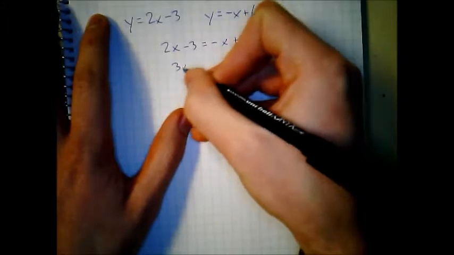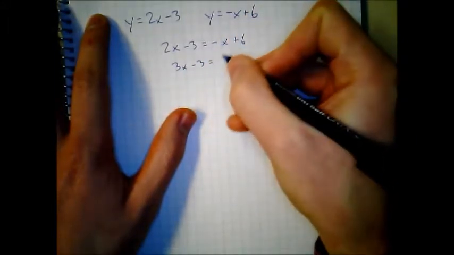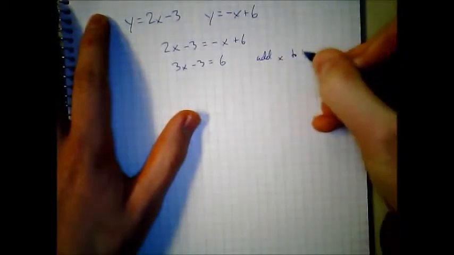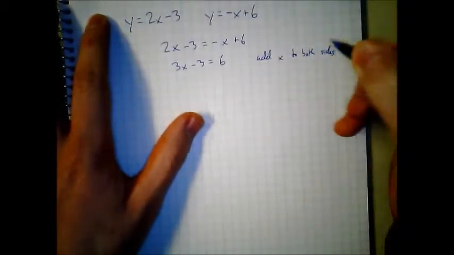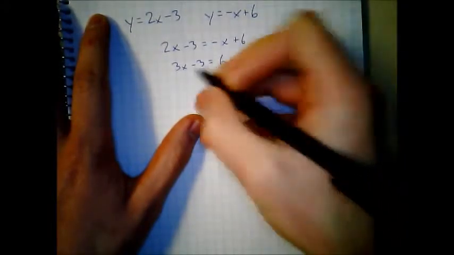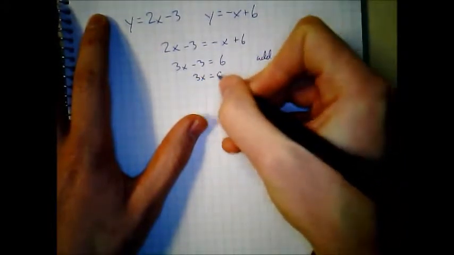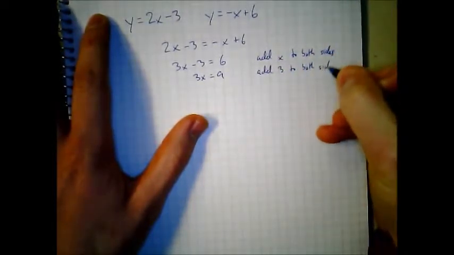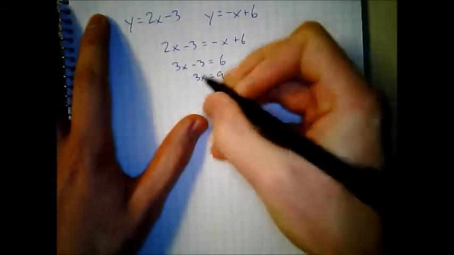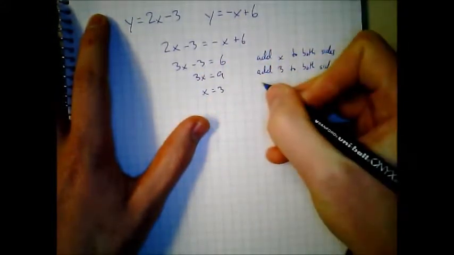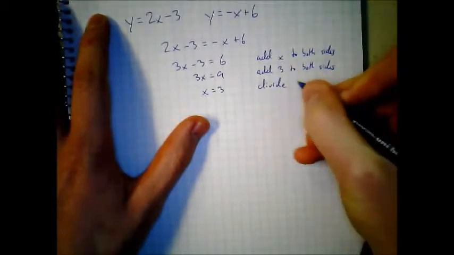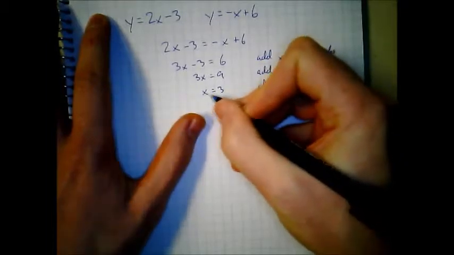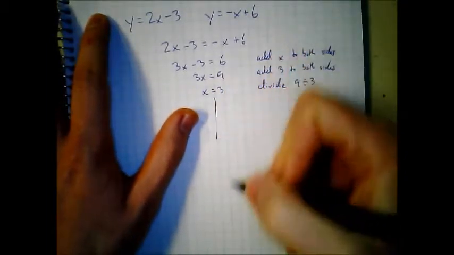2x and another x is 3x. Minus 3 equals 6 because that cancels out. And we added x to both sides. Now I want to get rid of this negative 3, so I'm going to add 3. So I get 3x equals 9. So I added 3 to both sides. And now I divide. 9 divided by 3 means that x equals 3. Okay, this is just half our battle. This tells us that at figure 3, they're going to have the same number of tiles.